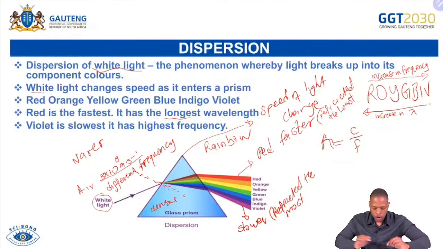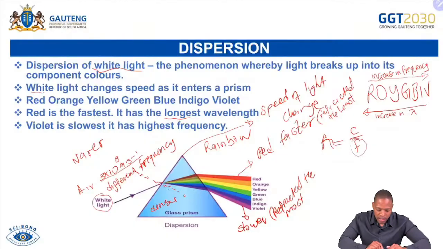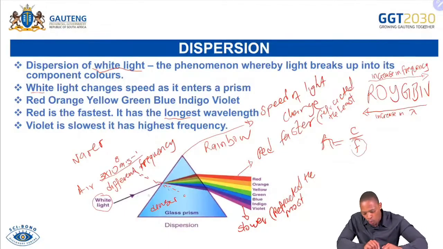But if we remember the relationship here, if we were to keep the frequency constant, because as much as their individual frequency is not the same, when light bends through the prism, the frequency does not change. It remains the same. The only thing that changes is what? Is the speed of light. The speed of light changes.